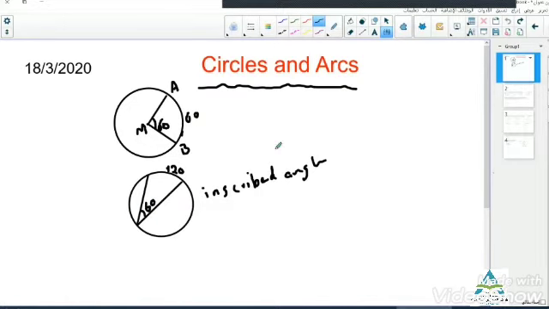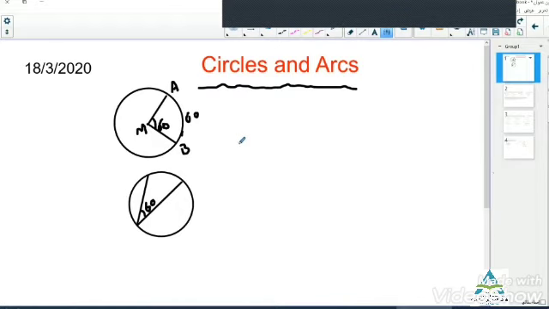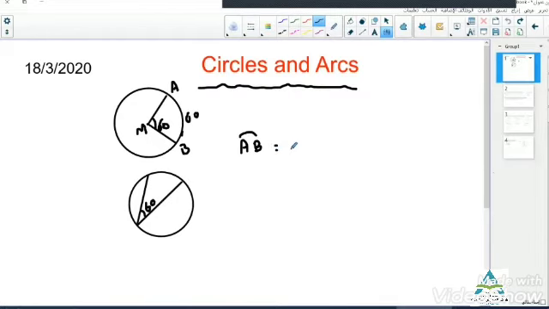Great. So let's revise the rule of the length of an arc. Can you remember, if I need to find the length of arc AB, how can I find it? The measure of arc AB over 360, multiplied by the circumference.